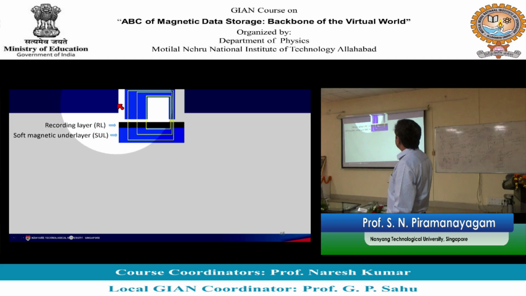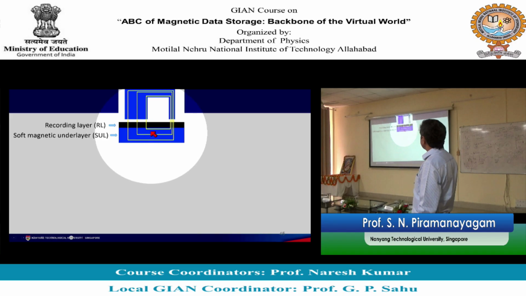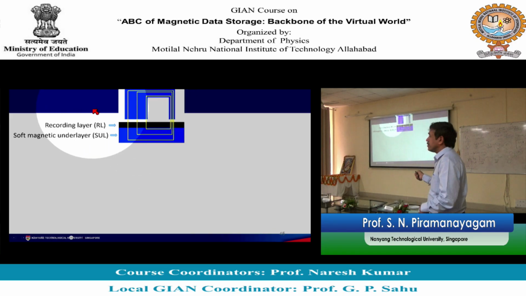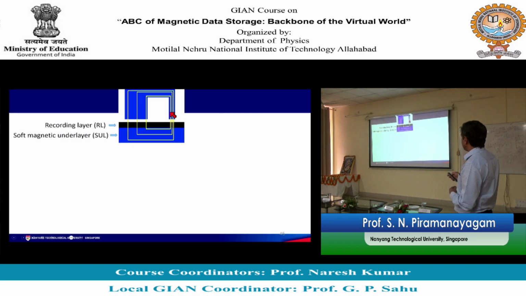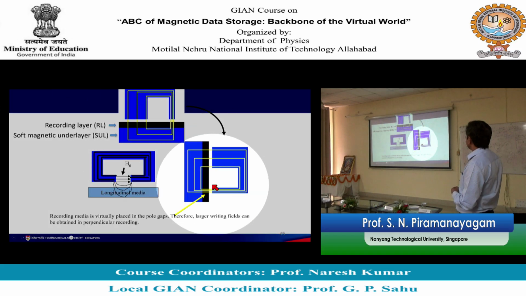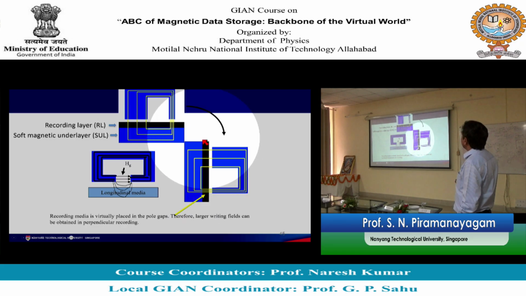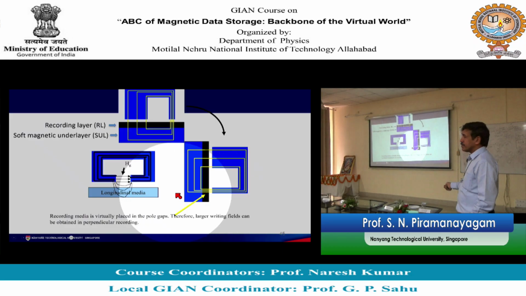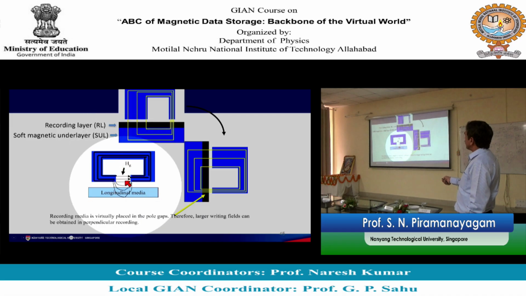So, you can imagine that if this is the head, this is a mirror image of it. And if you look at this one, for example, let us say I rotate this by 90 degrees. Now you see that this loop is very similar to the flux loop in longitudinal recording, and the black layer is the recording layer, the black layer is in the gap. So, you see that we have virtually placed the recording medium in this gap.